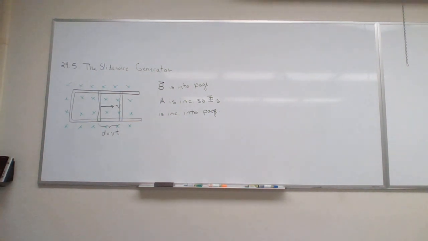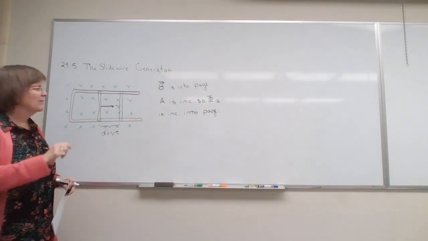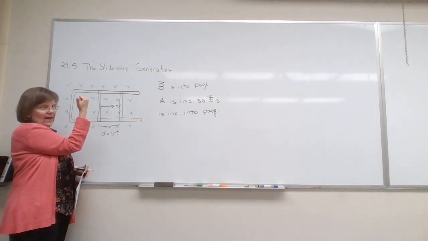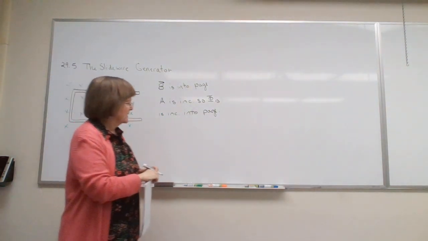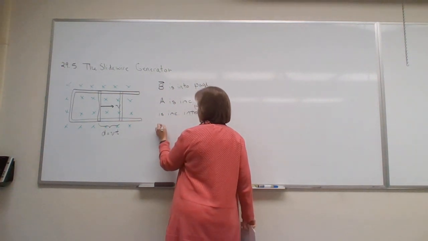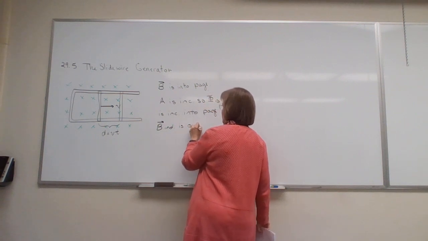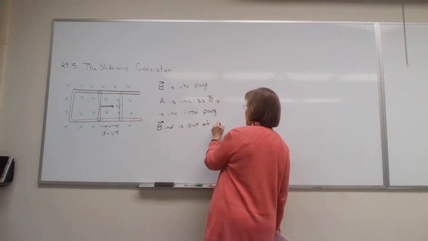If the magnetic field is into the page, so that the flux is into the page and increasing, what direction is the induced magnetic field? Would it be the same? Now, remember, the induced magnetic field opposes the change. So if I have more flux going into the board, the induced flux needs to be out of the board. So what I find is the induced B is out of the board, or out of the page.